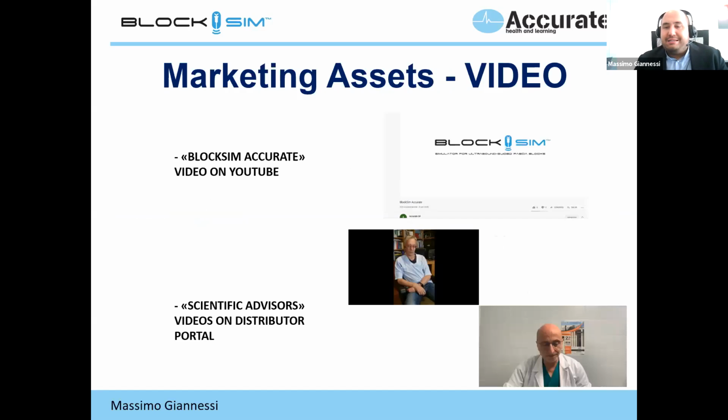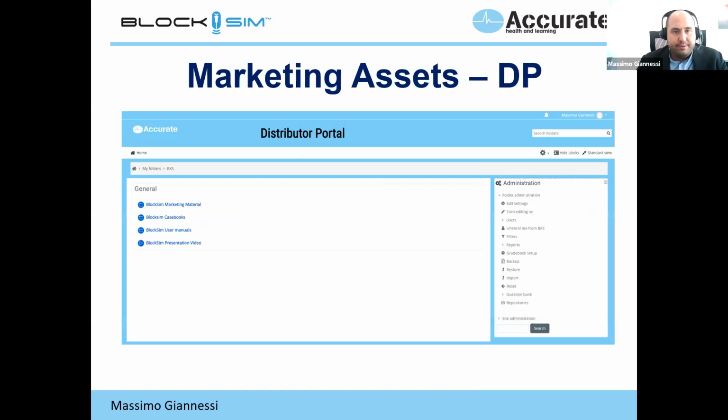About the BlockSim, as I said before, we have a YouTube video and we have 2 videos by scientific advisors, Professor Fusco, top left, and Professor Fattorini on the bottom right, from Rome. They work together with us in order to build up the simulator.